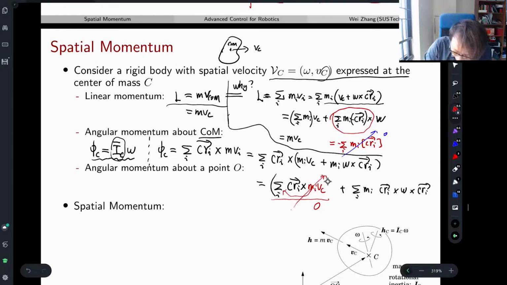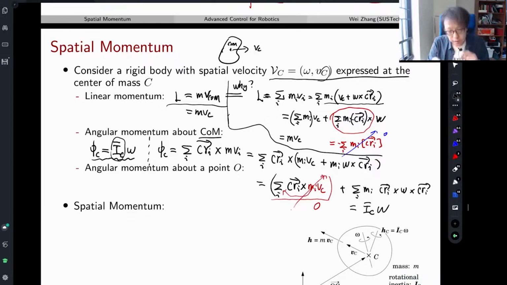And here this part is nothing but IC times omega, right? Omega can go out, and IC is the inertia matrix defined as the integral or summation of all these individual point mass inertias.